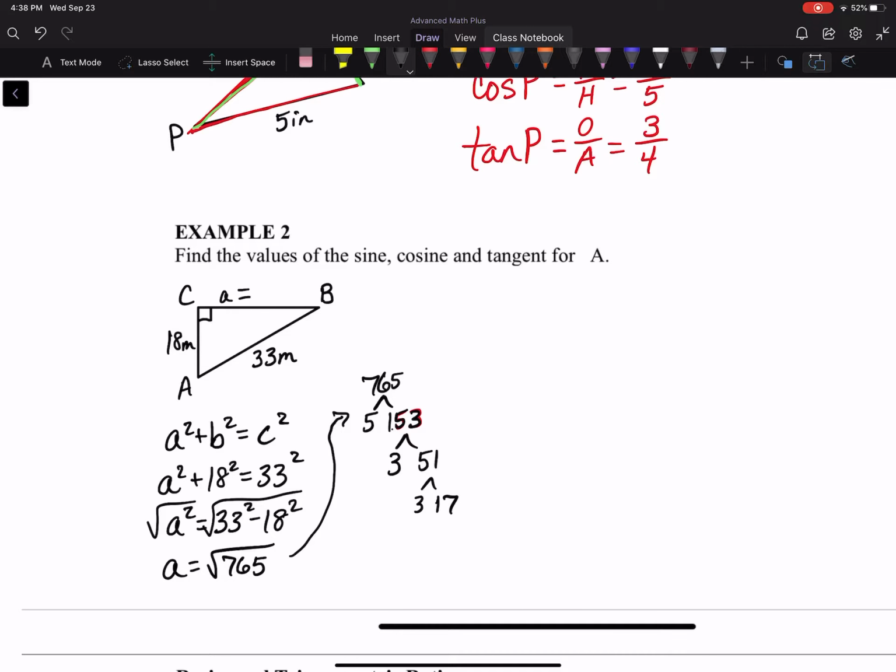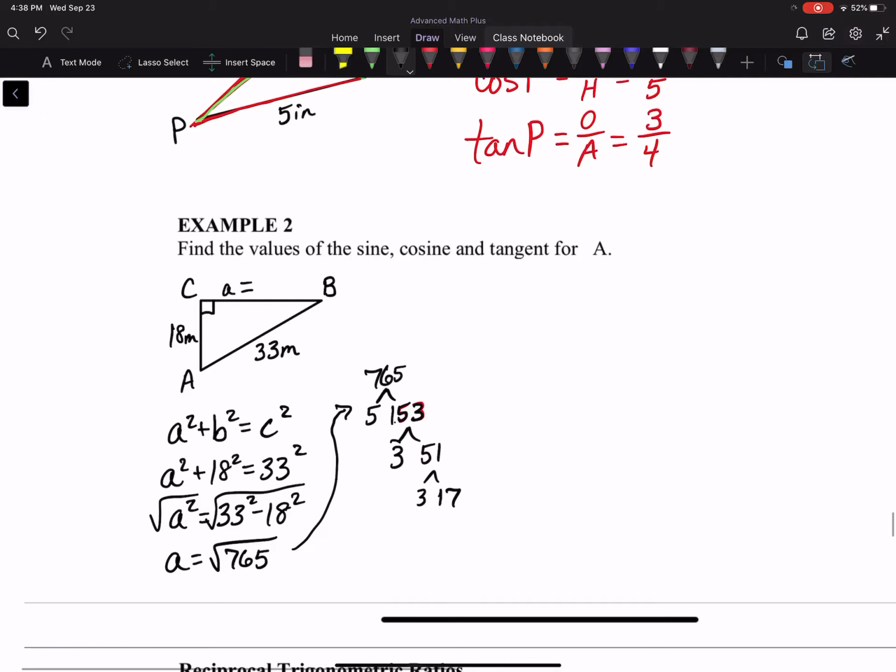17. And so now we have all the prime factors. Basically, if you have a pair of prime factors that are the same, you can bring those out. So the square root of 765 will be 3 on the outside times the square root of 5 times 17. And 5 times 17 is 85. So my a up here is 3 times the square root of 85. And now I'll find my sine, cosine, and tangent.